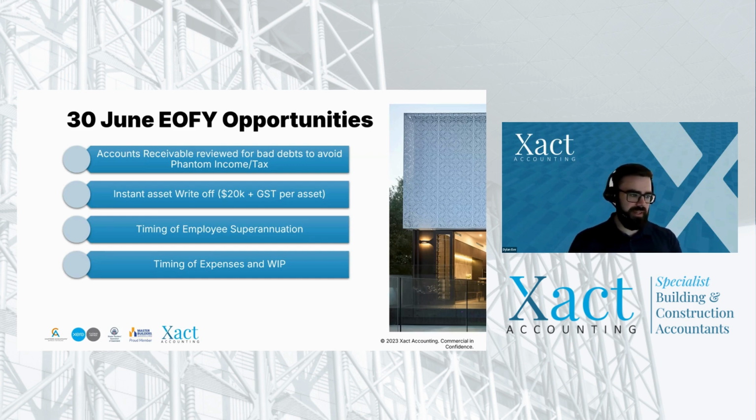And for work in progress, there is a specific tax ruling that allows us to make that adjustment taxable or not. So by bringing your expenses forward before 30 June, similar to super, you get the tax deduction 12 months earlier because it's in the 2025 return.